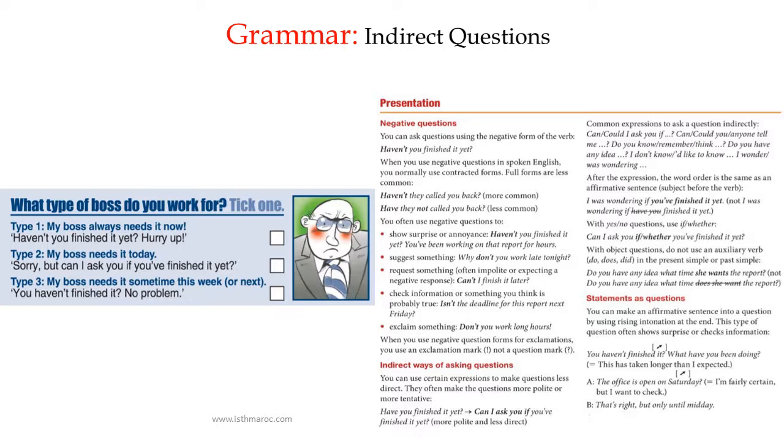Number 4, check information or something you think is probably true. Isn't the deadline for this report next Friday? So in this way of indirect question, you think that it is probably correct, probably true. So you try to put the question in this form. Finally, exclaim something. Don't you work long hours? It's like you ponder, you think about an idea or an issue. When you use negative question forms for exclamations, you use an exclamation mark, not a question mark. Of course, the difference between a question mark and an exclamation mark makes a big difference.